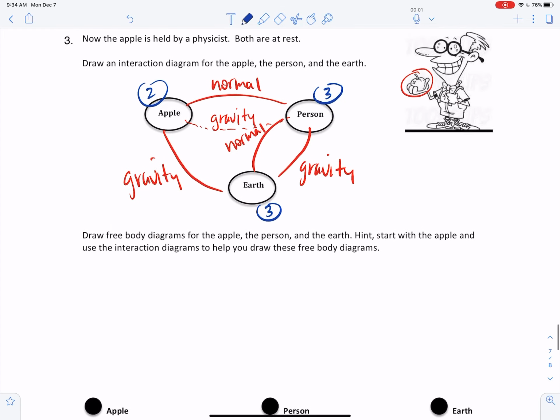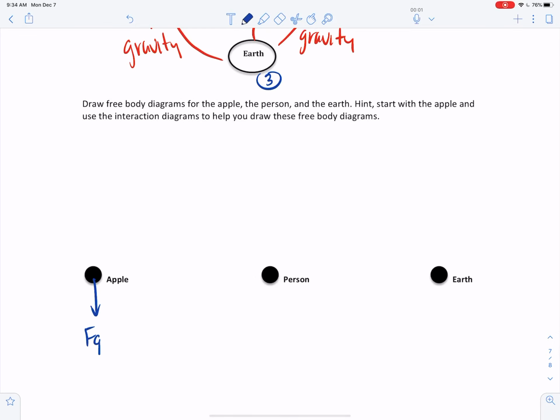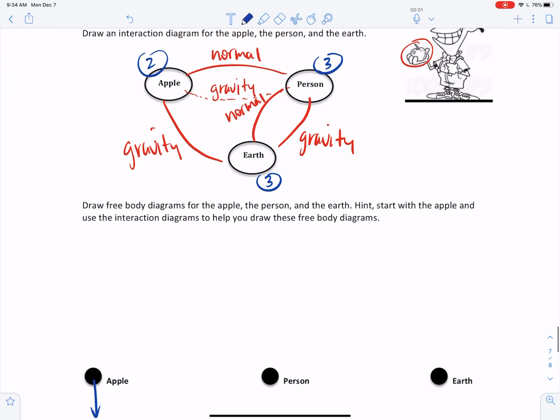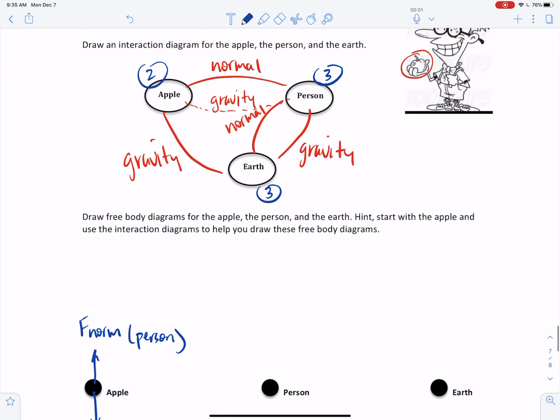Let's start with the apple, right? So the apple has coming out of it, right, this normal force, and it's got this gravity force coming out of the apple. So let's add those. We're going to have gravity coming down. And follow the line, right? So we've got gravity, and what's the source of that gravity? It's the earth. And we've got a normal force. What's the source of that normal force? The person, okay? So use the diagram to help you identify the sources. So gravity is coming from the earth, and there's an upward normal force on the apple from the person, okay? We're done with the apple.